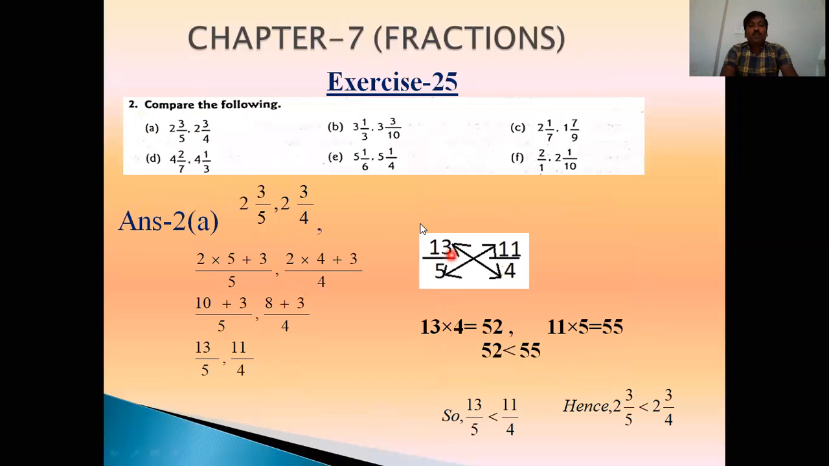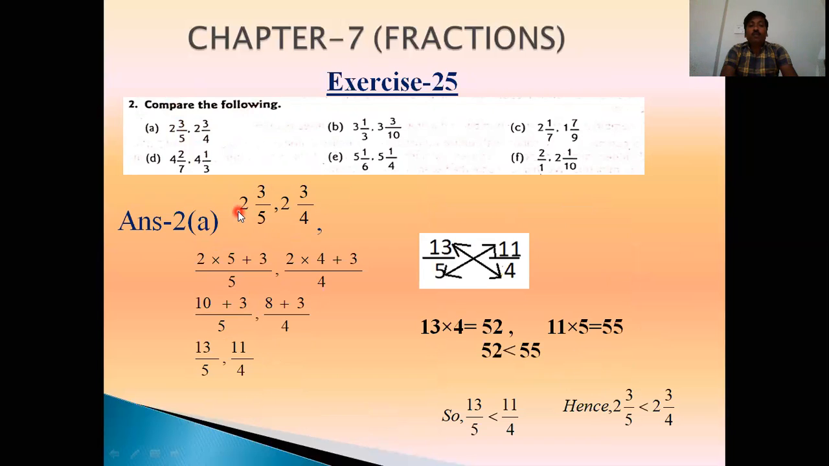Okay children, now there is another question. Compare the following. These are fractions in the mixed fraction form. We have already learned this type of mixed fraction in the previous video. Now when we compare them, first we change them into improper fractions.